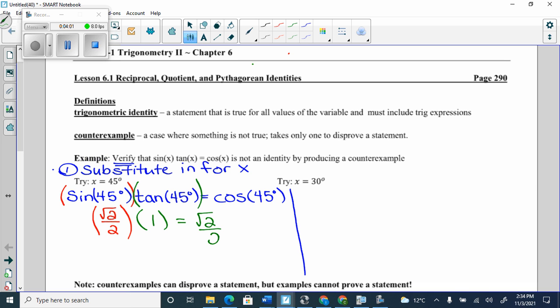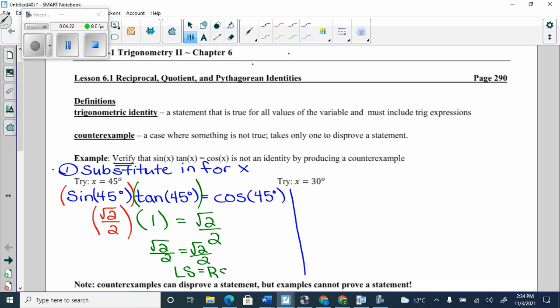Wait a second. What happens here? Root 2 over 2 equals root 2 over 2. So the left side equals the right side.